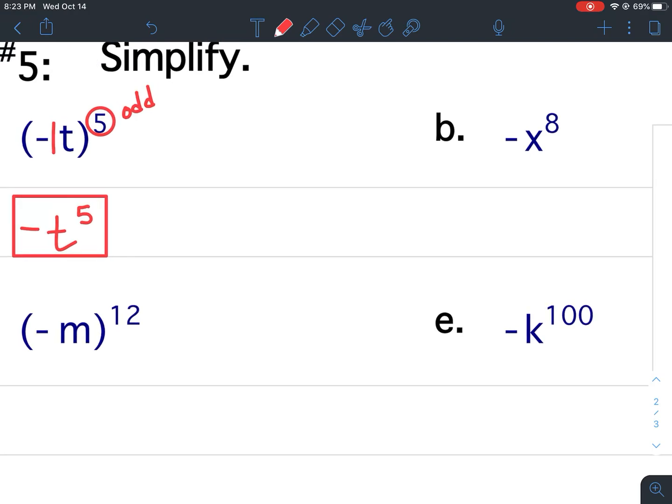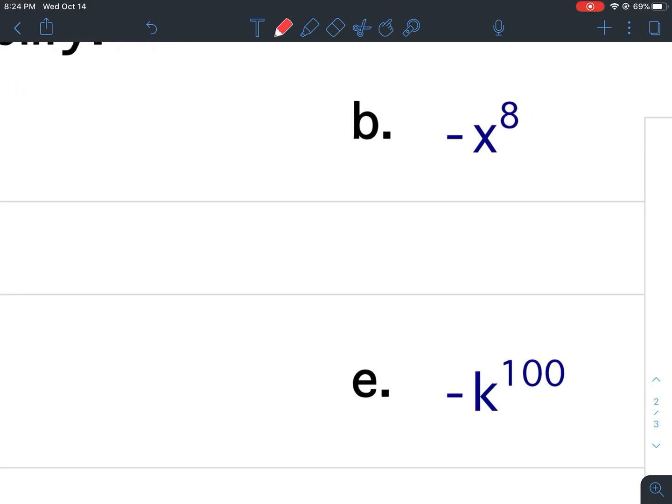All right, for the next one. Yes, this is an even number. But are there any parentheses? No, there are no parentheses, which means that this is already in simplest form. It would stay negative x to the 8th. No parentheses, so it's going to stay the same.